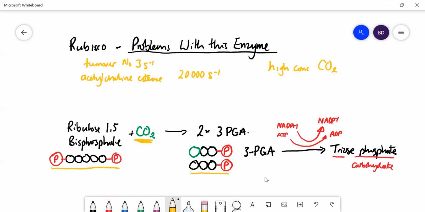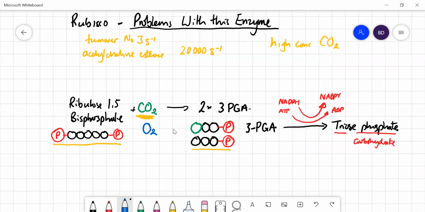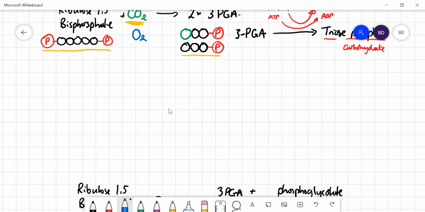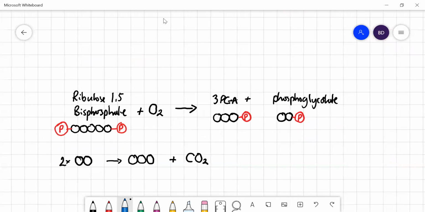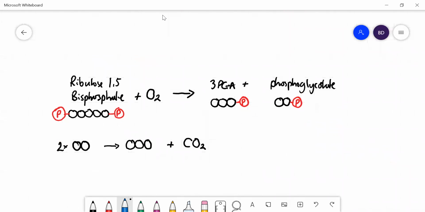there is another problem with this enzyme, and that is not only will it react with CO2, but unfortunately, what else will fit into the active site is oxygen. And so we'll see what happens when oxygen fits into the active site. Right, so when oxygen fits into the active site, here we've got ribulose bisphosphate. We've got a 5-carbon sugar, and it reacts with oxygen.